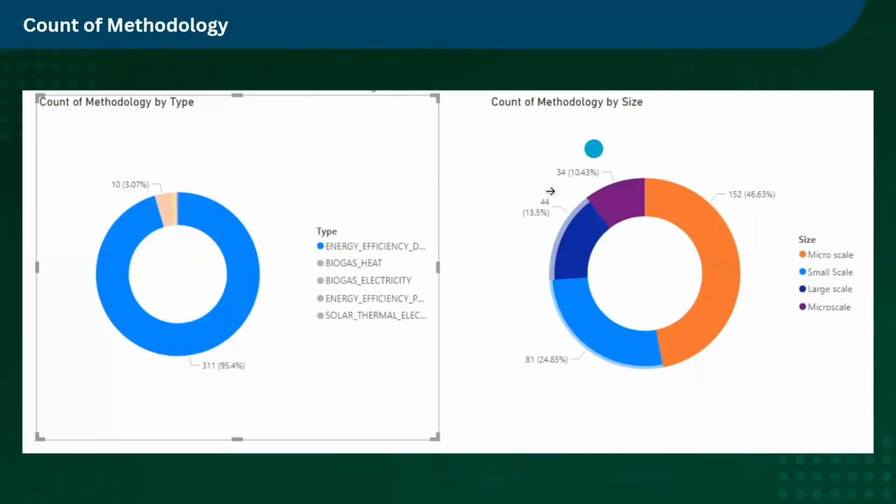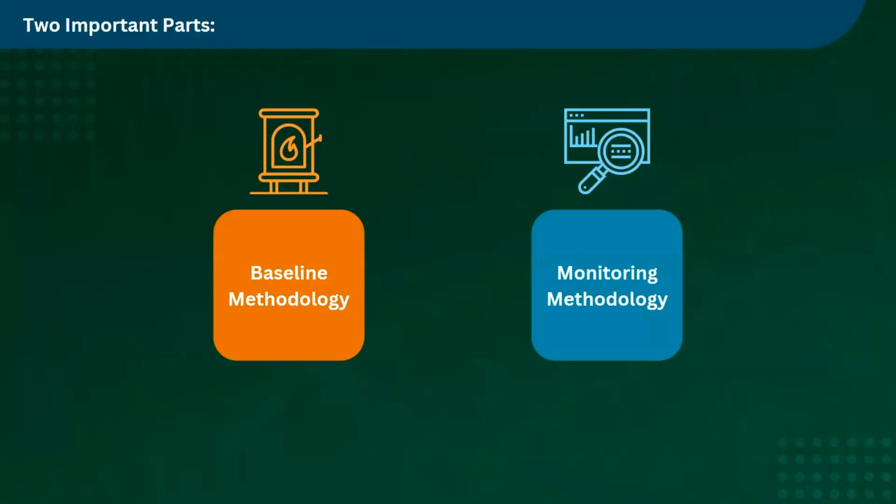Similarly, we want to show the different scales of the projects. For example, not a lot of larger scale projects implement this, but micro scale projects also implement this, and most of them are under the energy efficiency category. So before we deep dive, we wanted to give you a bit of an overview of the overall distribution of this methodology based on the type of project, the scale of the project, and the reasons for the project. Okay, so let's now deep dive.